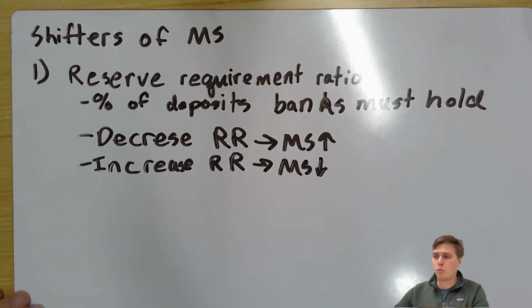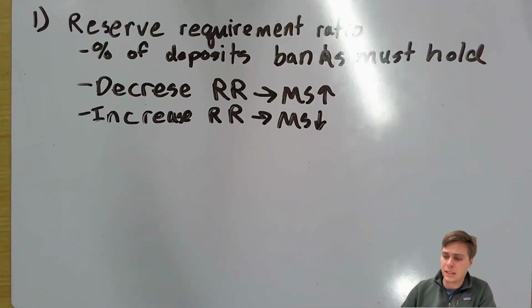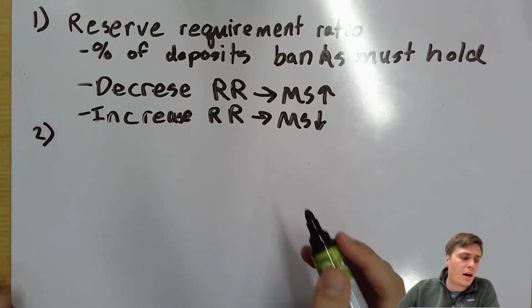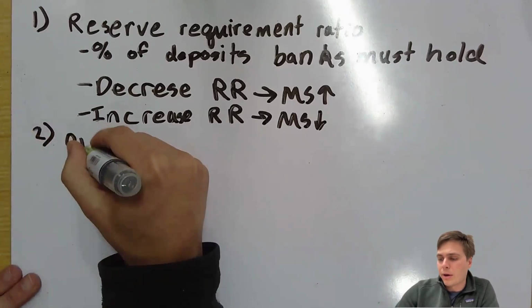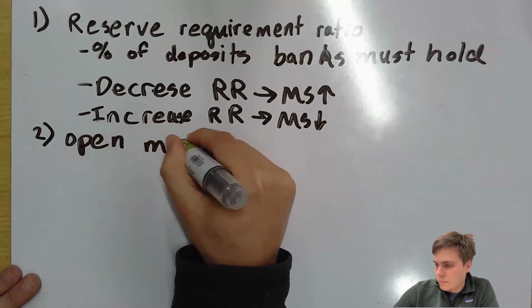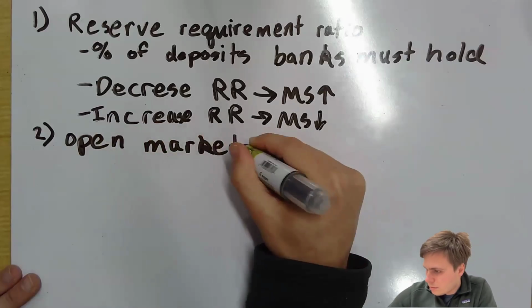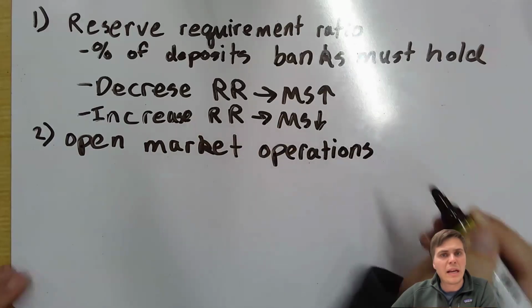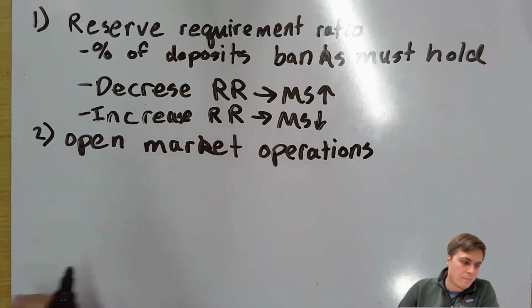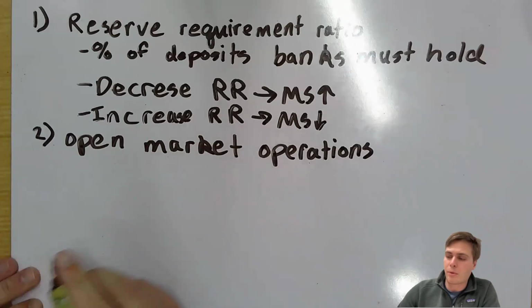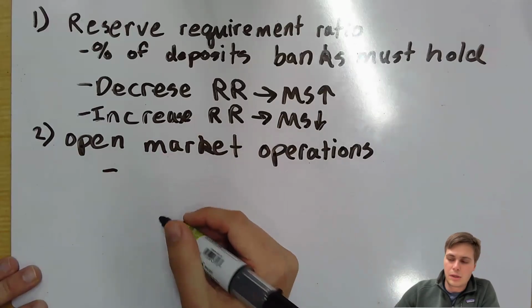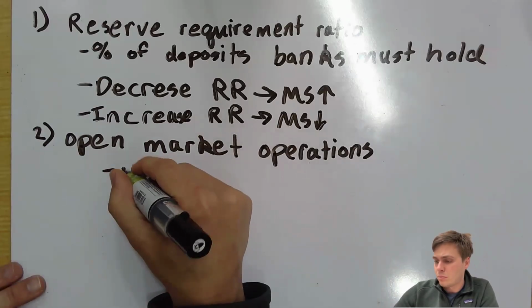So what the Fed really started doing instead, and again, a little still outdated, and I'll explain why, is the idea of what's called open market operations. And the Fed still does this. It's just not their main tool for monetary policy. But the idea of open market operations is that the Fed will buy and sell bonds.